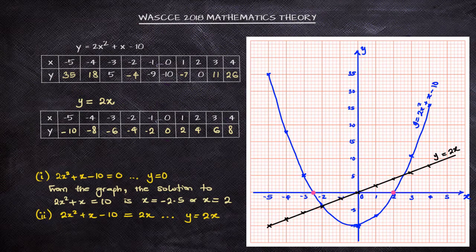Now, we've gotten our y equals to 2x, and then the solution that we're asked to find will be the point at which the line y equals to 2x cuts y equals to 2x squared plus x minus 10. And that is being noted in our colored ink again. So, from the graph, the point which is the solution to the equation 2x squared plus x minus 10 equals to 2x will be x equals to minus 2 or x is equal to 2.5.